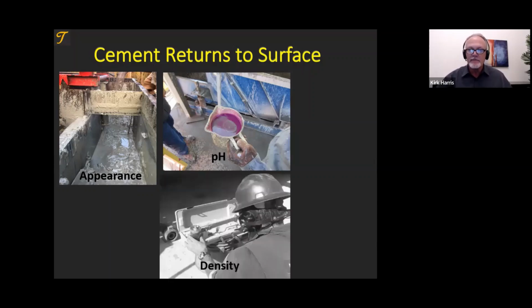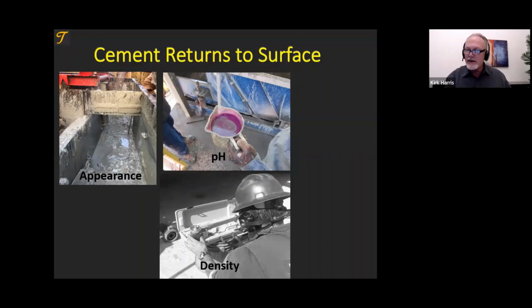Slurry weight, the density. If I'm going to a job, I'm going to measure the density. And we will see the density. Sometimes we think we have cement and the density is barely above the drilling fluid.